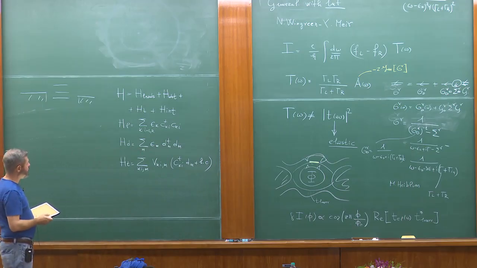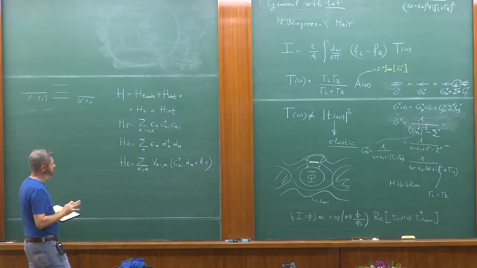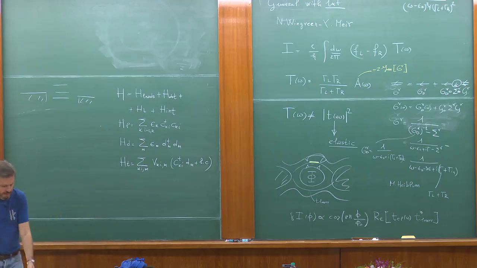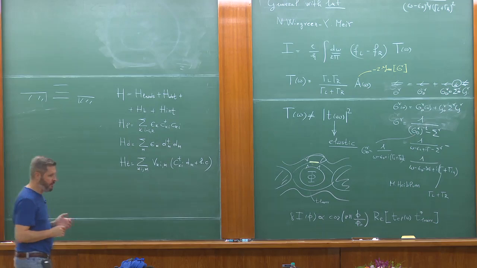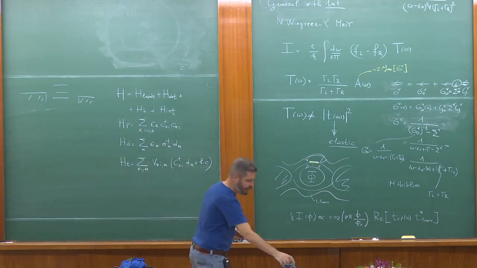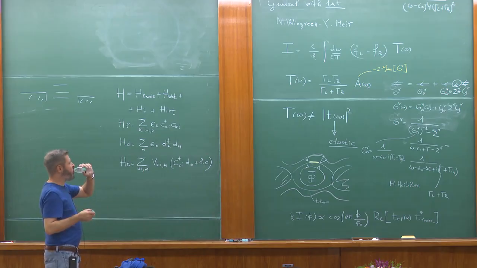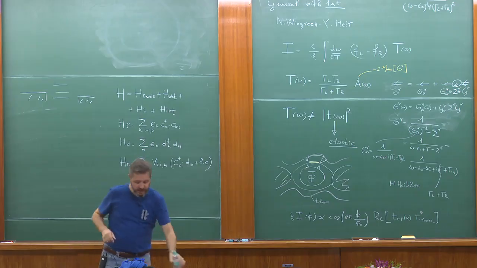So these are the three terms, plus I have some interaction term. And the only rule for the interaction term is that I don't want it to involve operators in the leads, as I said many times already. So no operators in the leads. So now what do I do with this? I have to compute the current.